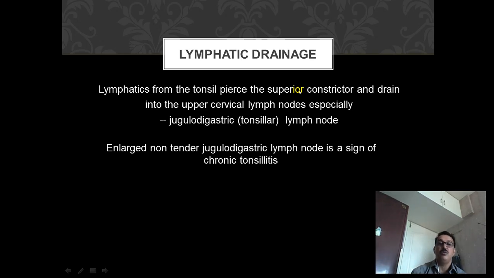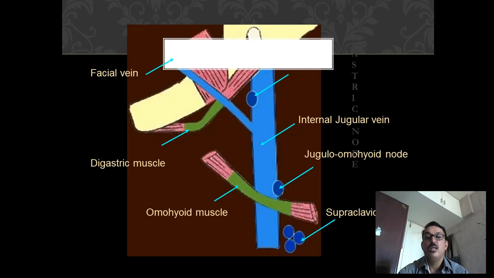So if somebody asks you what is the lymph node of the tonsil, you have to answer it is the jugulo-digastric lymph node, and that is the commonest lymph node which is enlarged in acute or chronic tonsillitis. This is the lymph node again. I'm telling you, this is the jugulo-digastric group of lymph nodes. This is the jugulo-omohyoid group, just to revise.